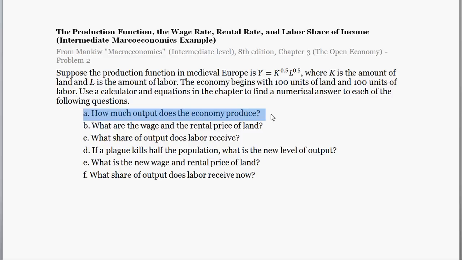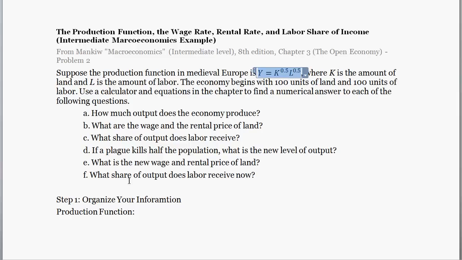So starting off with how much output does this economy produce? Step one in something like this is always just organize the information that you've been given. Step one, organize your information. First off, we have the following production function, this guy right here. And then we're also given information about how much land and how much capital and how much labor there is.